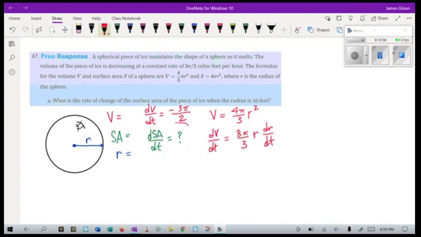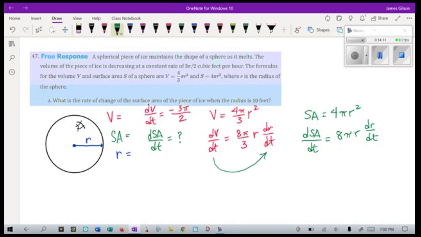Differentiate the surface area equation, since you know that's the quantity you're being asked to compute, and you get an expression for dSA/dt. Now notice, dV/dt is related to dr/dt, and dSA/dt is also related to dr/dt. If we started the inventory of values like we do so frequently, consider what we know in that volume equation. We know what dV/dt is, we know what r is, and we don't know what dr/dt is. But we could certainly compute dr/dt because that's the only unknown in that equation.